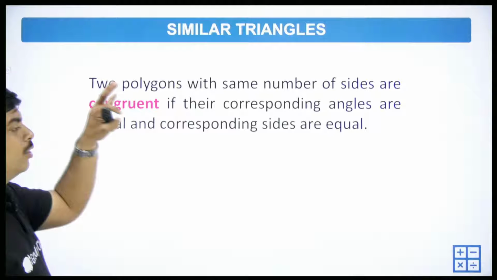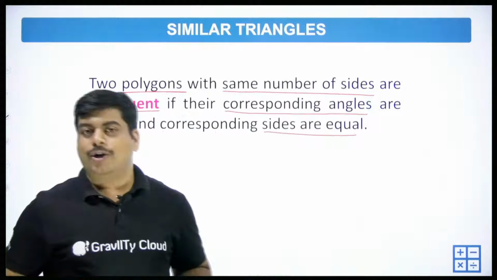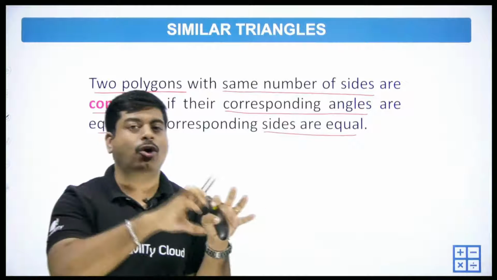Two polygons with the same number of sides are congruent if their corresponding angles are equal and corresponding sides are equal. First of all, you cannot compare a 3-sided polygon to be congruent with a 4-sided polygon. That's basically wrong. You can compare a 3-sided polygon with a 3-sided polygon only: a triangle with a triangle, a quadrilateral with a quadrilateral. You cannot compare congruency between a triangle and a quadrilateral. That's entirely wrong.